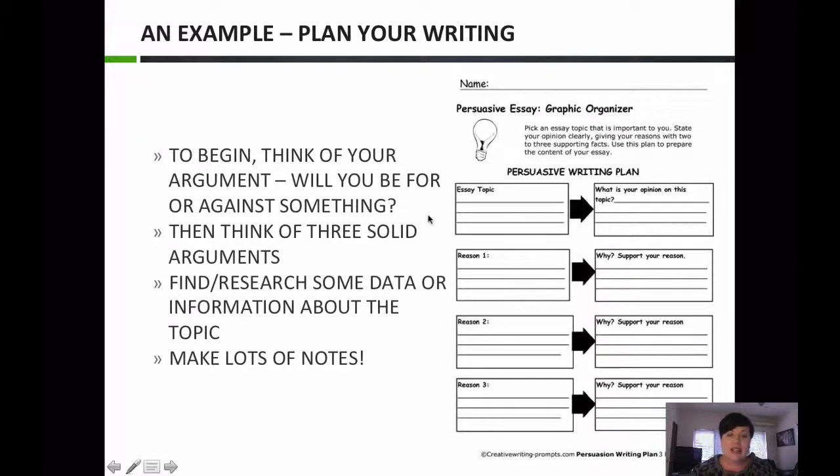Now, to begin, think of your argument. Will you be for or against something? So you can't sit on the fence here with a persuasive piece of writing. If you're going to write a discussion, then you mention for and against. That's another type of genre. We're sticking to persuasive writing here, and you have to decide, are you for it or against it?